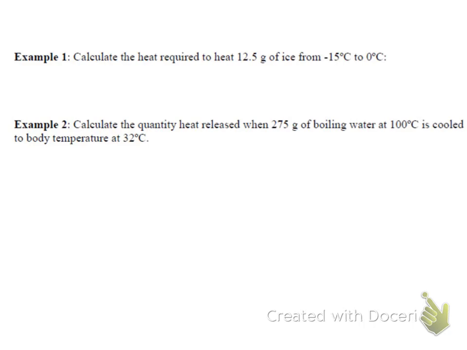So to do some examples of calculating Q, where temperature is changing, example 1 is: calculate the heat required, so we're going to be adding heat to warm up 12.5 grams of ice from -15 up to 0, which is the melting point. So we're not going to be melting, we're just going to be changing the temperature of the solid ice, and the mass is 12.5. Because it is ice, the C that we're going to use is 2.05, so be really careful to grab the right one.